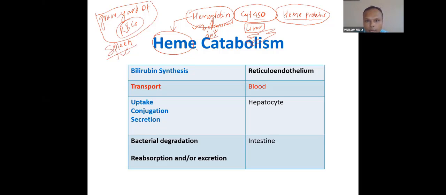Some of this RBC, do they also die in the liver? Not all hemoglobin will die in the liver. Hemoglobin will die in the spleen only. But the heme that is inside the cytochrome 450 system will be degraded inside the liver only.